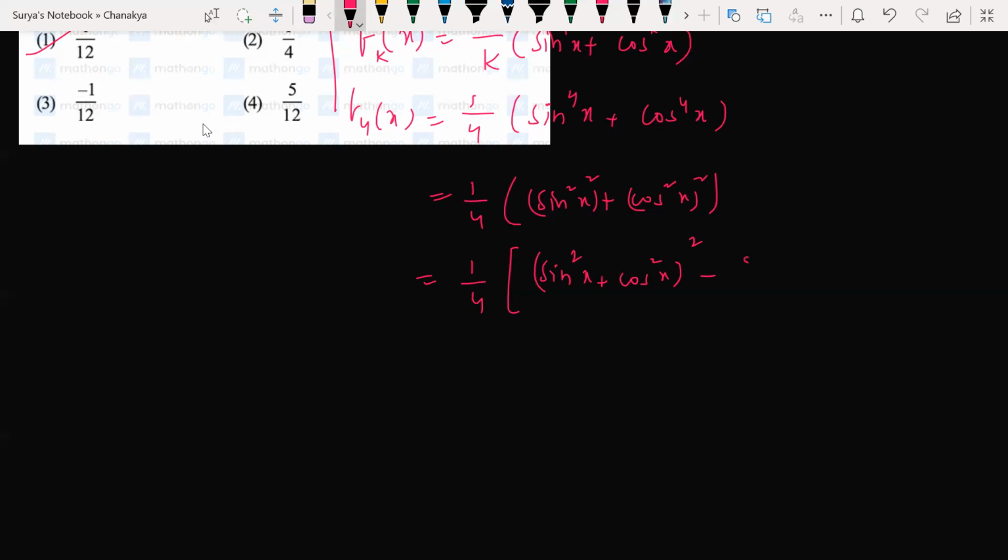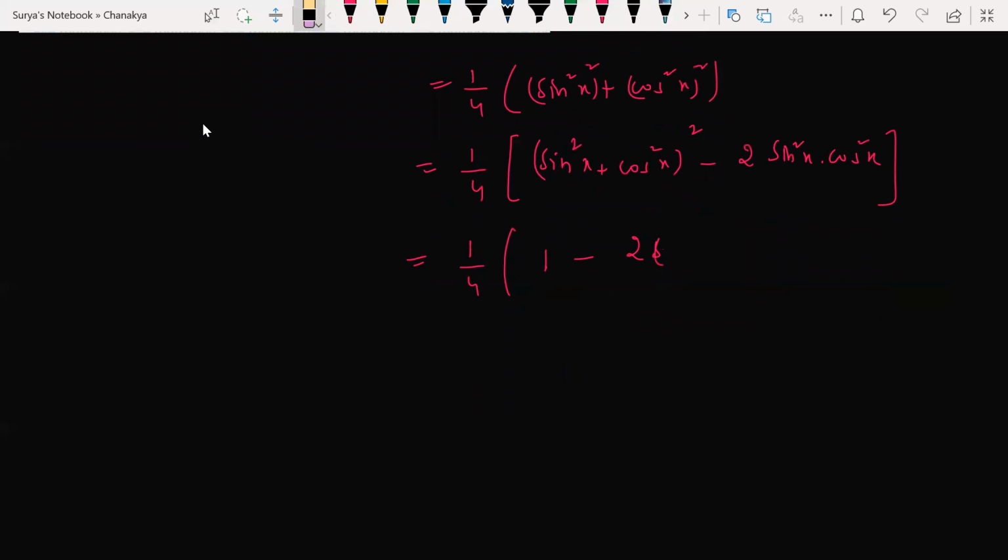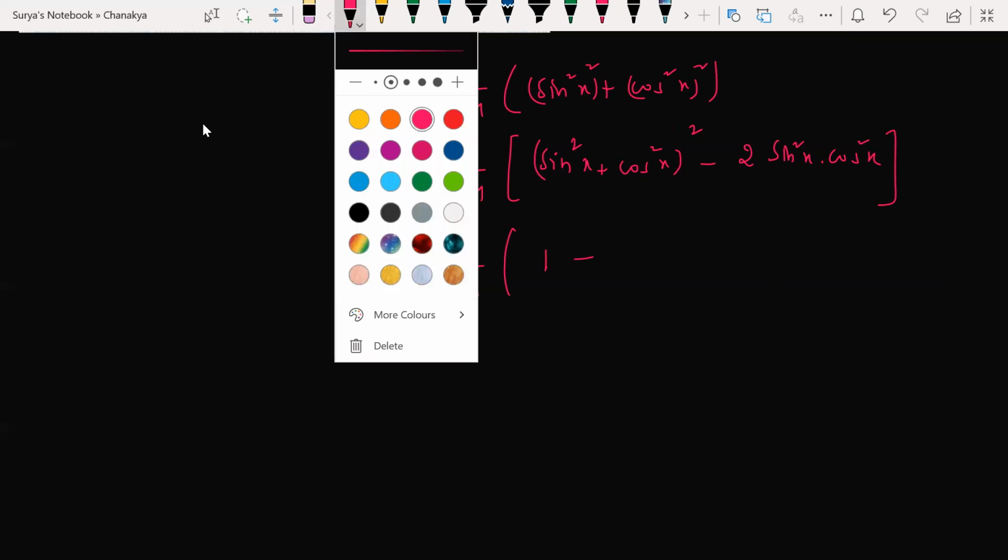minus 2 times ab, which means 2 sin square x into cos square x. So basically 1/4 as it is. Sin square x plus cos square x is 1 here, so 1 minus 2 sin square x cos square x. This can be written as 2 sin x cos x whole square. Can I write 2 sin x cos x as sin 2x? Sin 2x whole square, correct?